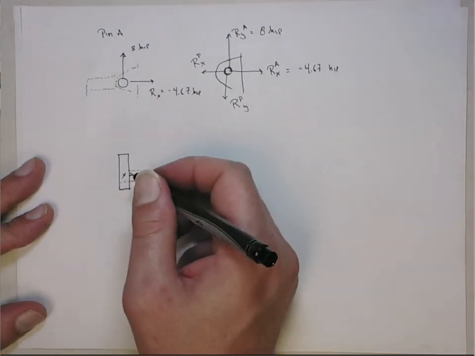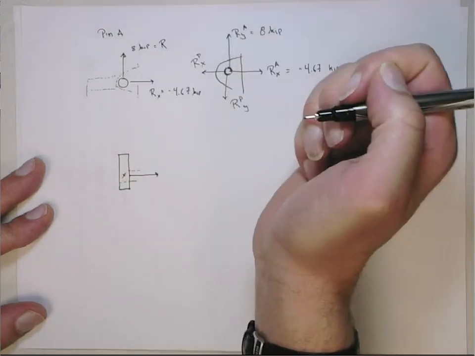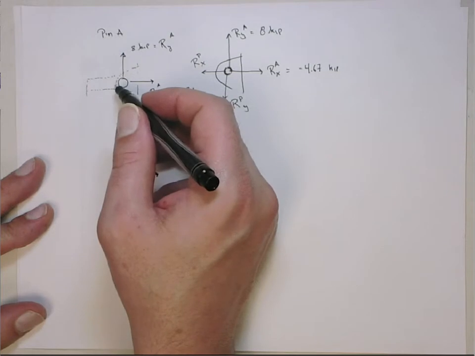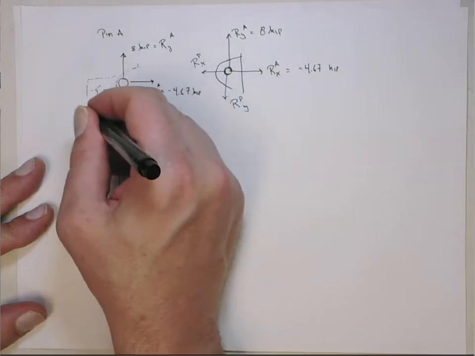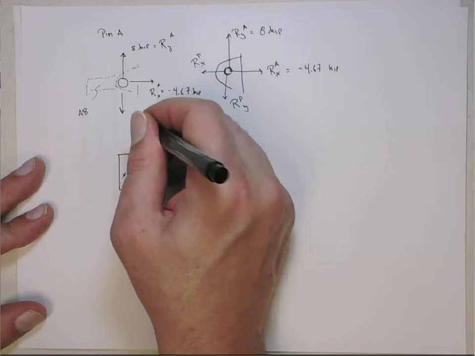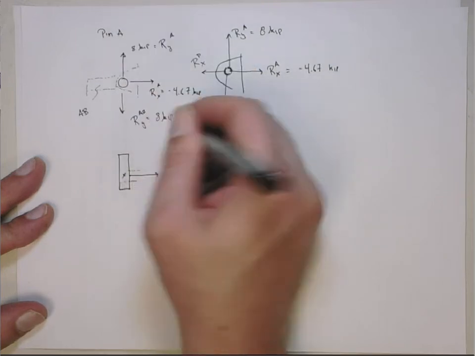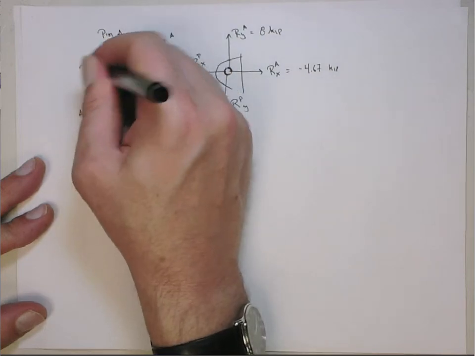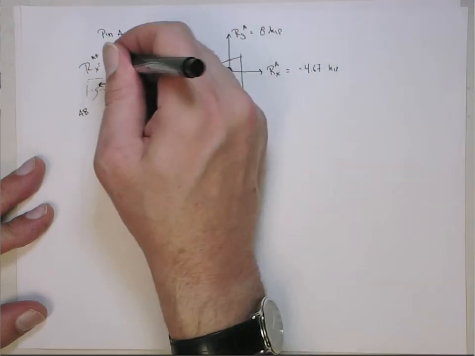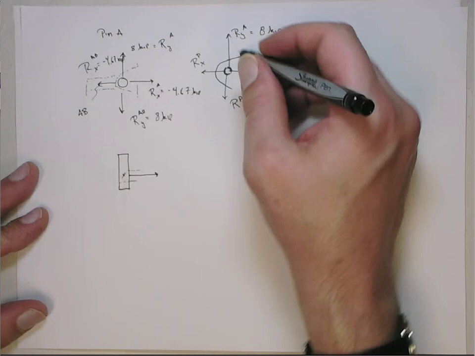Also acting on the pin are the contact forces from member AB. Again, those are going to have to balance out. So this would be the reaction in the y direction from element AB. It's going to have to equal this in the opposite direction, and then here is the reaction force from element AB onto the pin in the x direction, and that's going to be minus 4.67 kips, acting in the opposite direction.